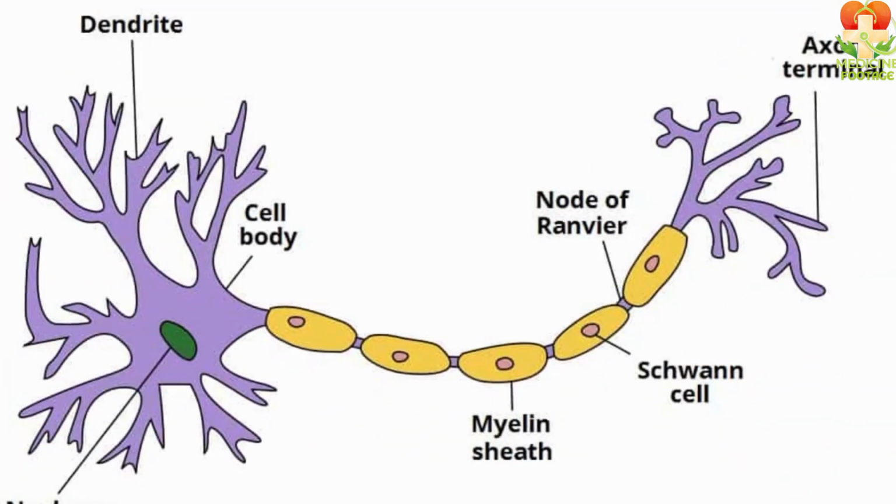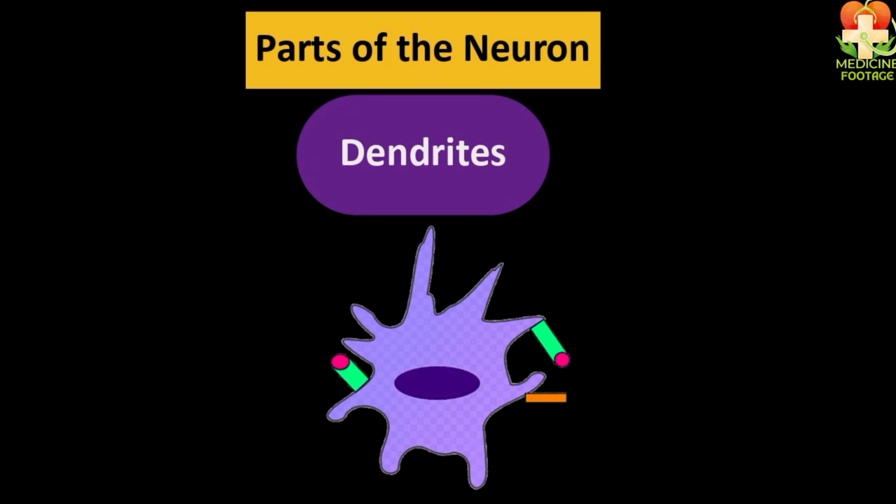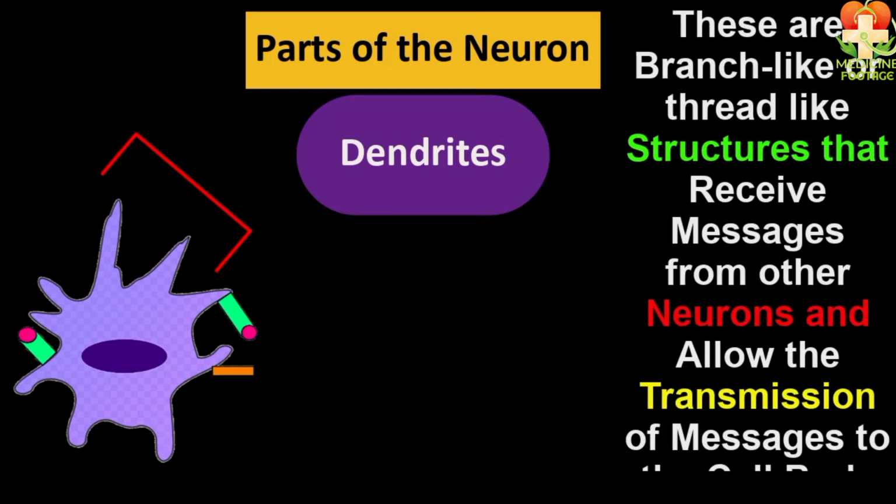Now, let's discuss the parts of a neuron. We'll go through each part of the neuron one by one. The first part is dendrites. In the structure of the neuron, the branches or thread-like structures are called dendrites. The function of dendrites is to receive messages and transmit them to other neurons.